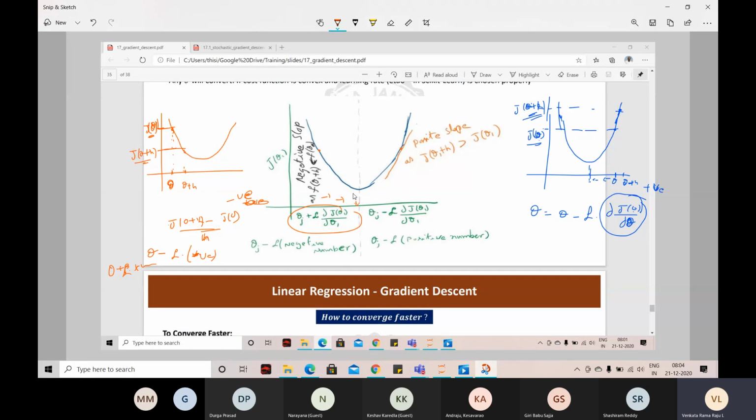Got it? In interviews, people may ask, if the random theta is chosen on the left side, what happens? So, did you get this concept? Any questions there?